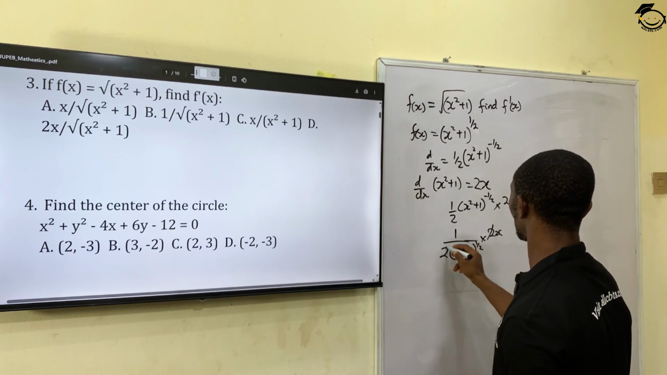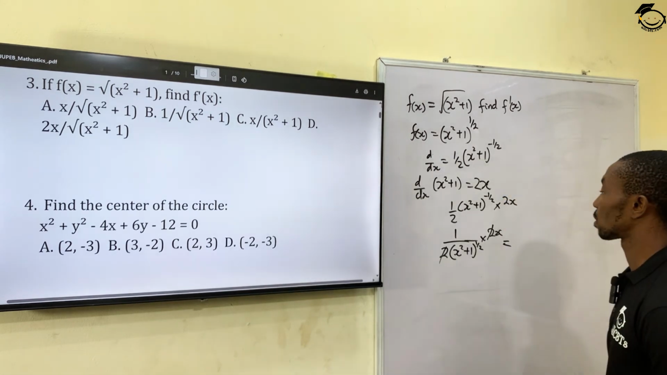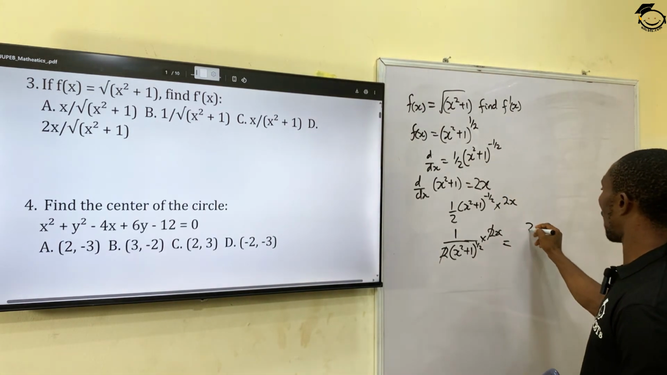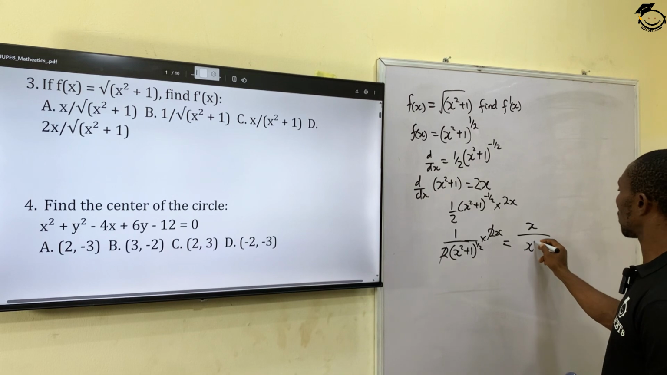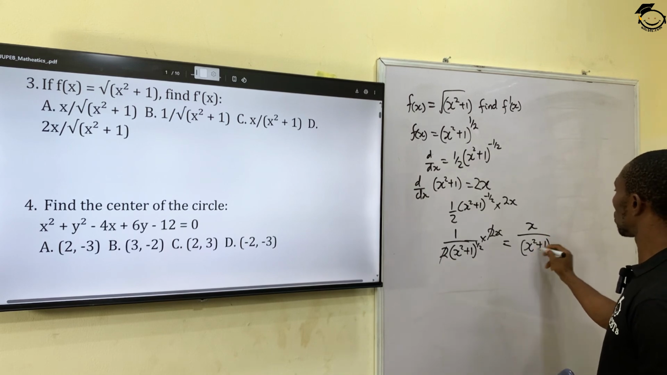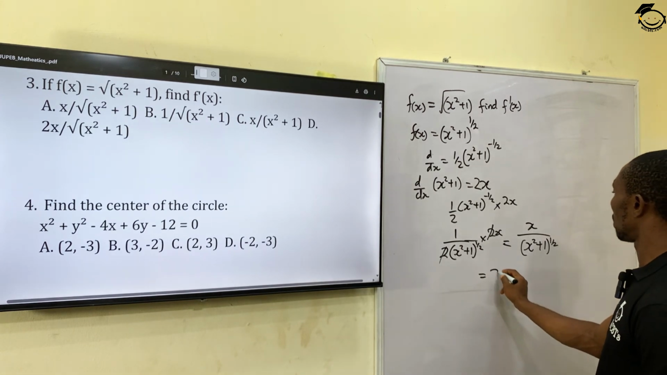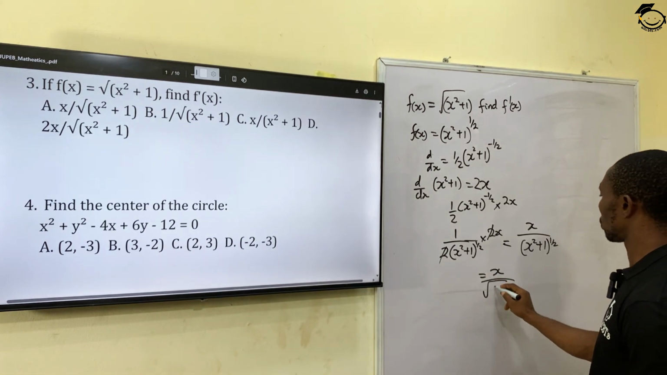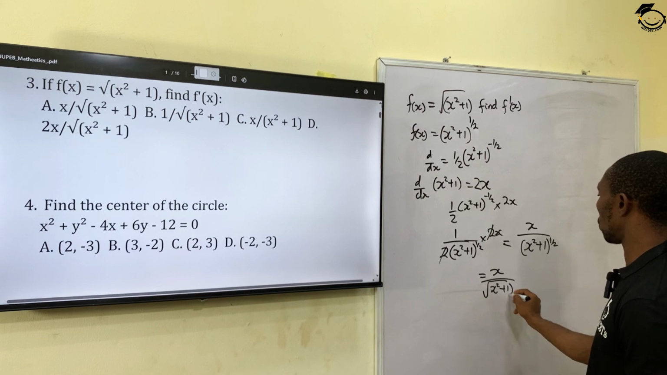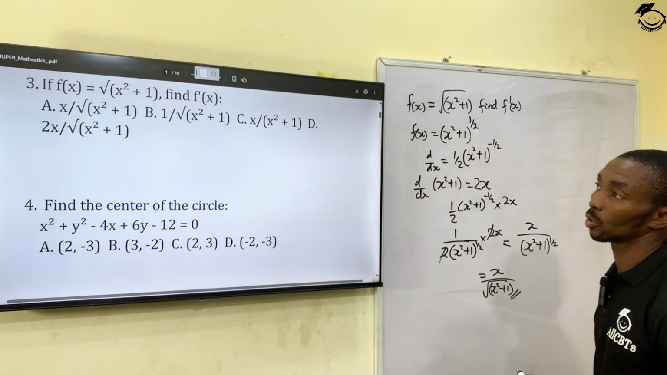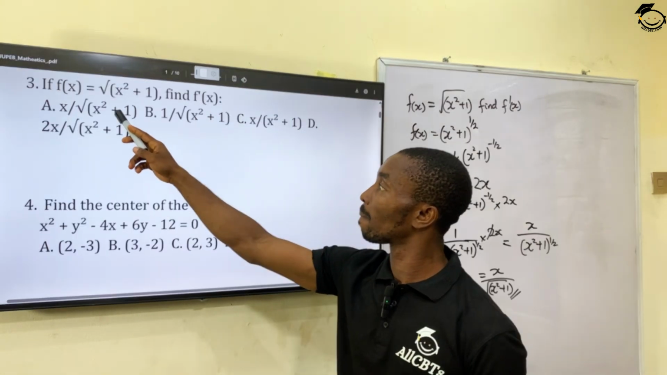So this will cancel this, leaving us with x over x squared plus 1 raised to the power half, which if we rewrite this will give us x over root x squared plus 1, which is our option A.